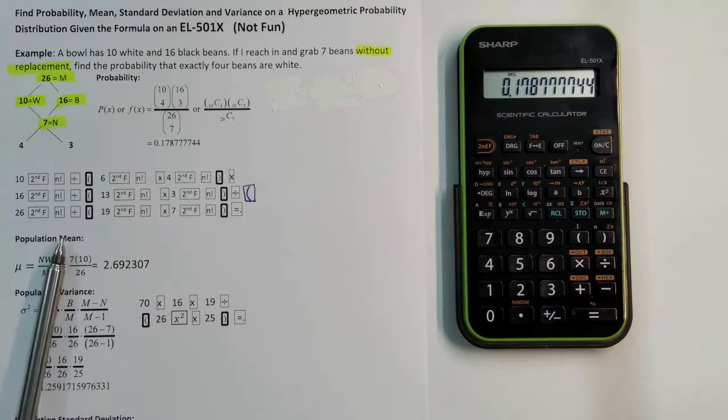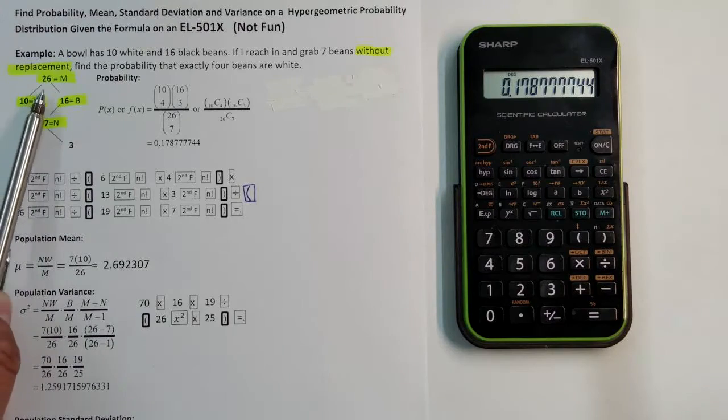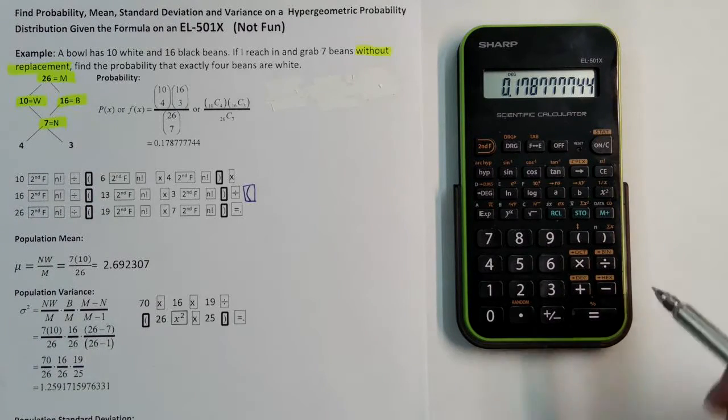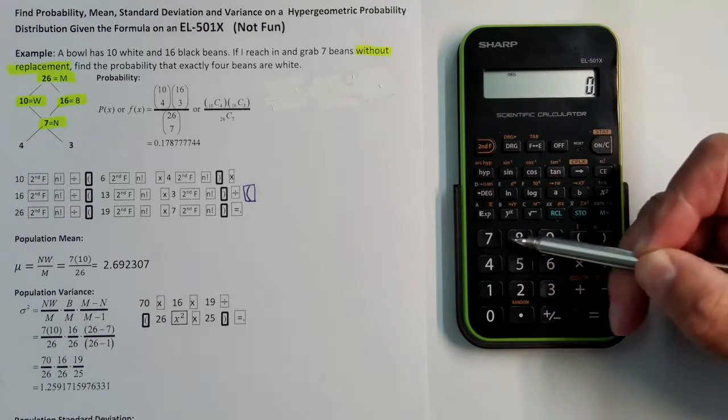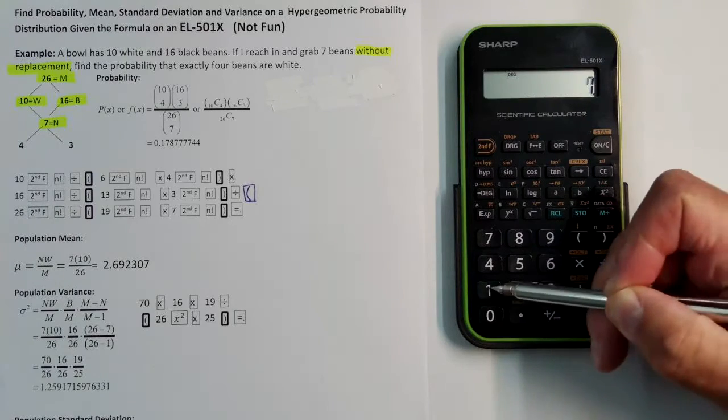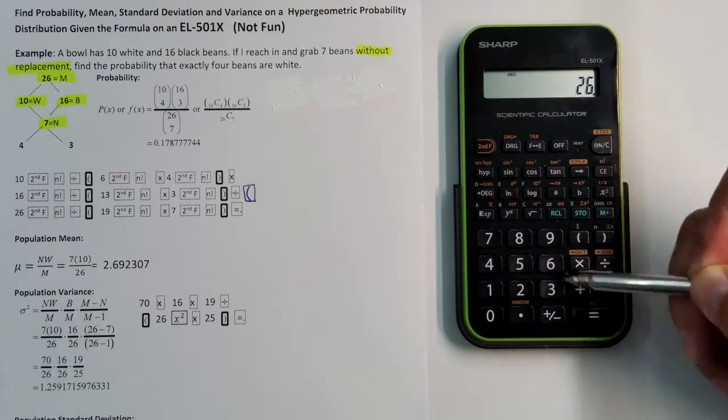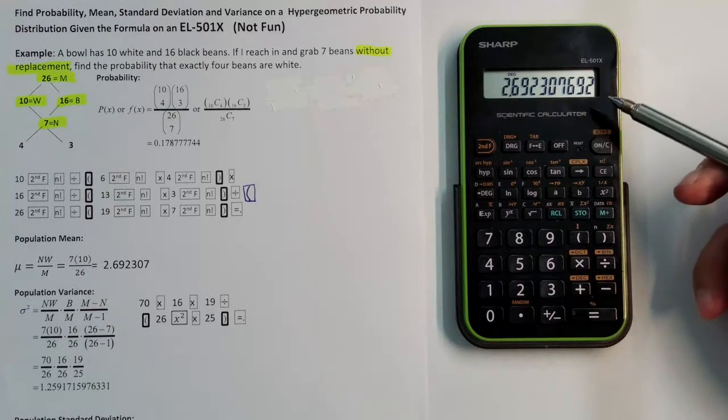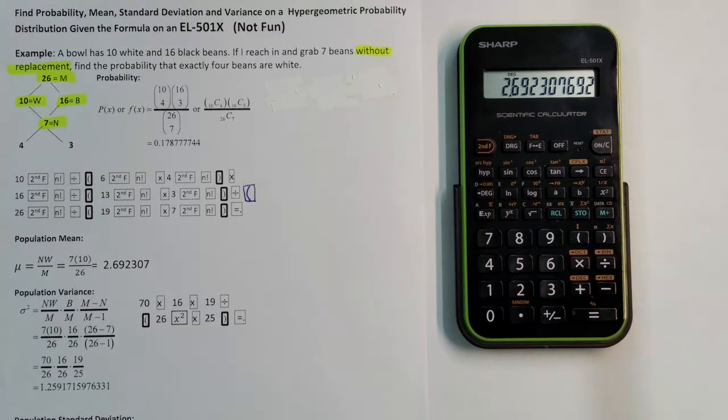Now, to find the population mean is n times W over M, 7 times 10 over 26. So we would do the turn off and on, 7 times 10 divided by 26 equals 2.69. All right.